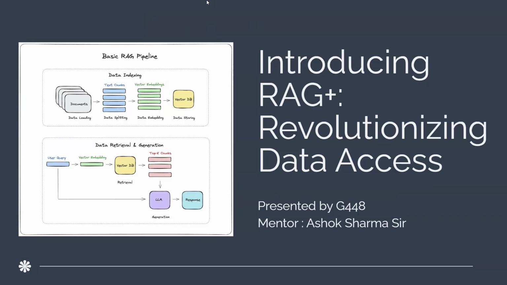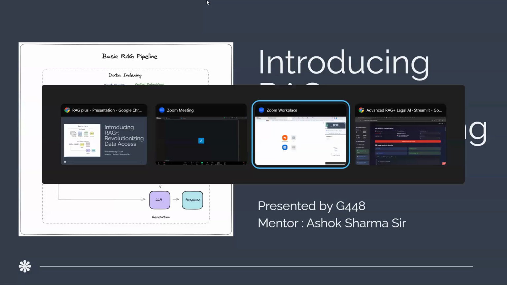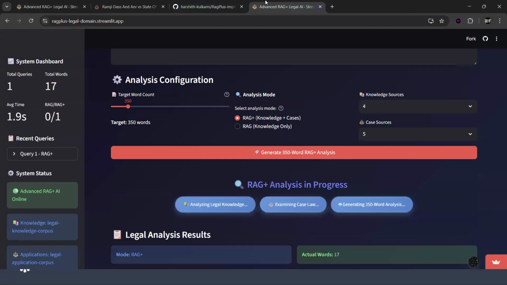But the drawback is RAG cannot perform reasoning-intensive tasks when you give it a complex mathematical problem or ask it, this is my case, what applies and so on. It may not perform well. So for that, we have RAG Plus. We have two corpora, application corpus and knowledge corpus. Whenever a user gives a query, it goes to the appropriate knowledge corpus mapped with the application, and both of them are sent to the LLM. So this is our application.